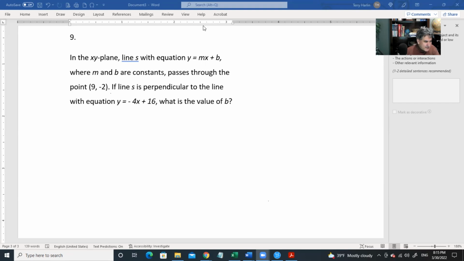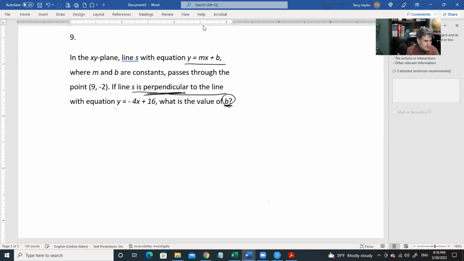What is the value of b? Okay, and I noticed this equation caught my eye, so presumably b is the y-intercept, but I'm going to read it all just to be sure, especially on the last question. I want to read as much as I know I need to. If line S is perpendicular to the line, okay, perpendicular to the line, that tells me something right there. It's perpendicular to the line with equation y equals negative 4x plus 16, what's the value of b? And this equation we notice is in y-intercept form.